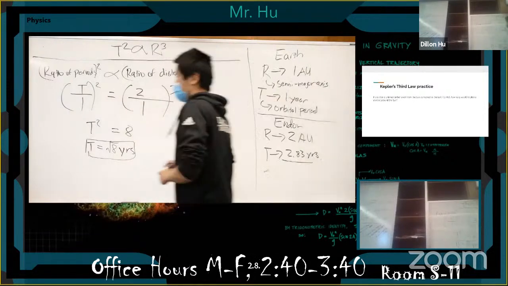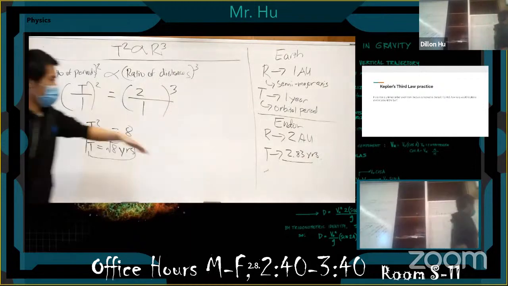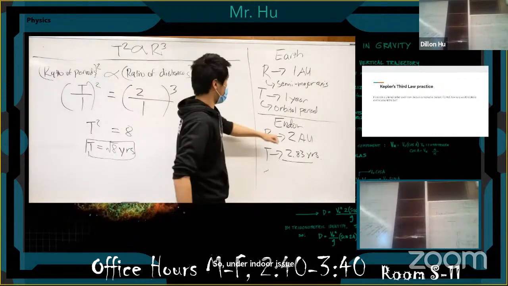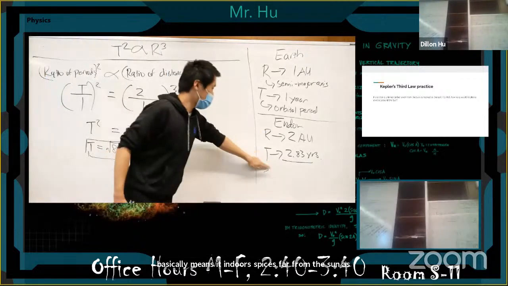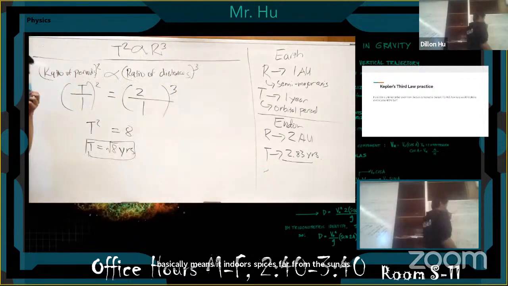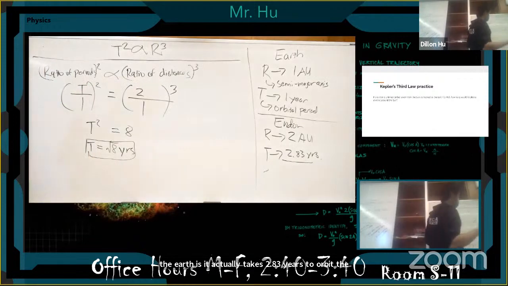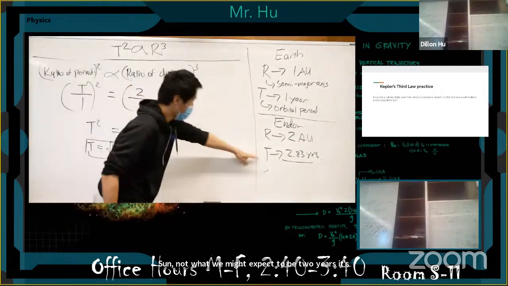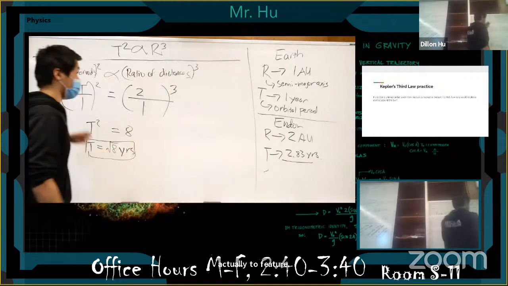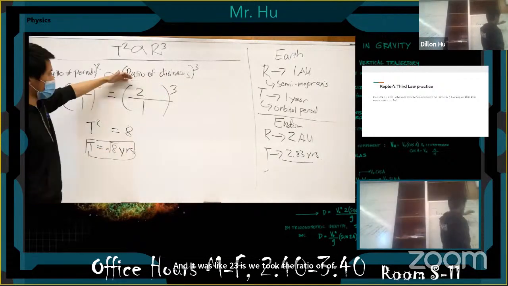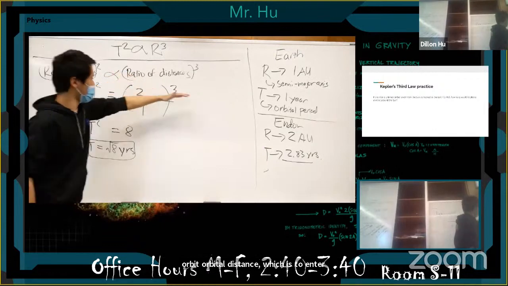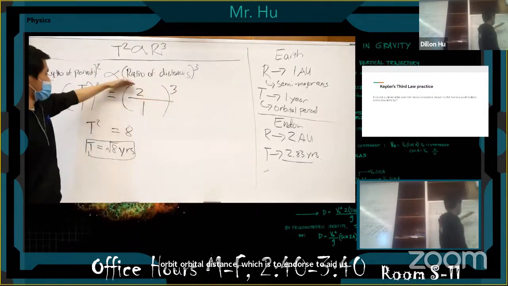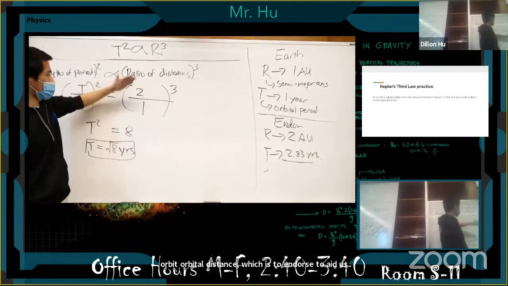Okay. So if Endor is 2 AUs away from the sun, which basically means that Endor is twice as far from the sun as the Earth is, it actually takes 2.83 years to orbit the sun. Not what we might expect to be 2 years. It's actually 2.83. And the way we got 2.83 is we took the ratio of Endor's orbital distance. Endor is 2 AUs away, Earth is 1 AU away.